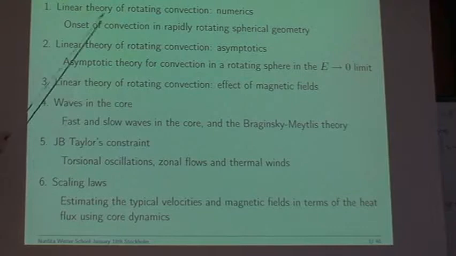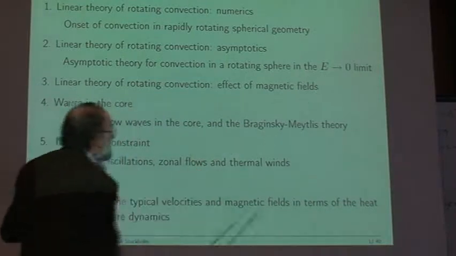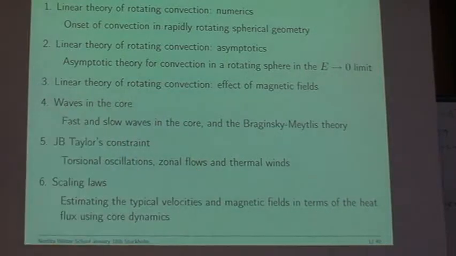There are two methods of approaching this. One is solving the eigenvalue problem numerically, and the other is by asymptotically understanding what happens in the rapid rotation limit, which for linear theory is the limit E tends to 0, the Ekman number going to 0. And then we'll talk a little bit about how those non-magnetic effects are influenced by a magnetic field.